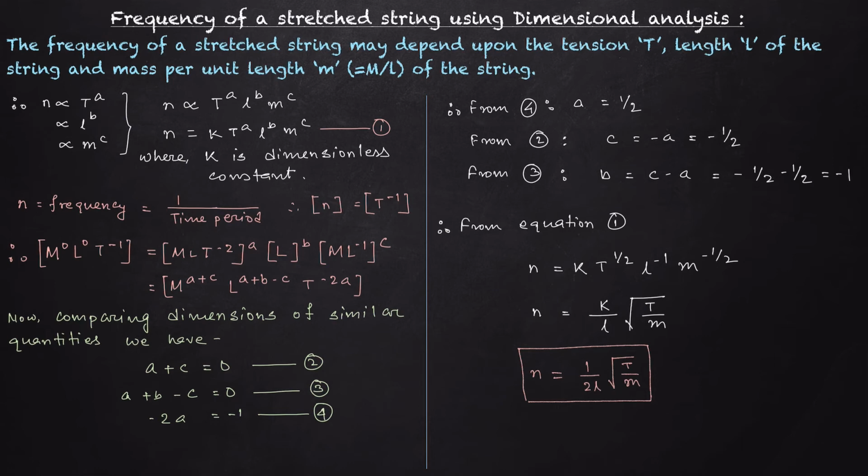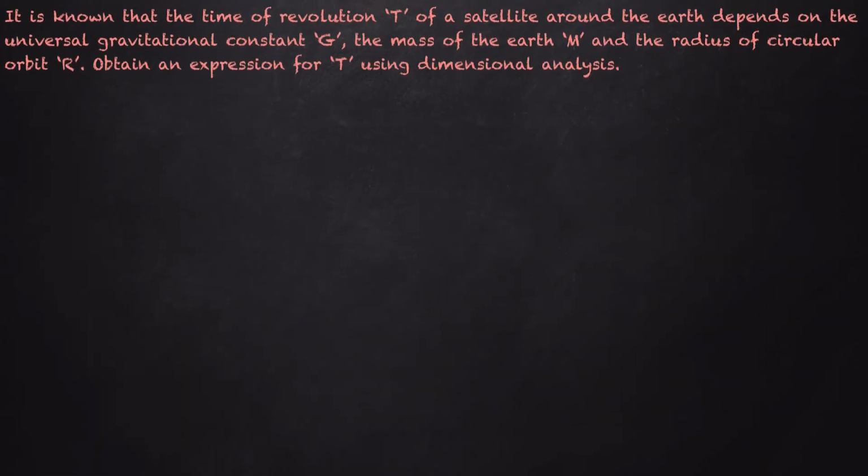Okay, so let's solve another example. It is known that, this is a question, it is known that the time of revolution T of a satellite around the earth depends on the universal gravitational constant capital G, the mass of the earth capital M, and the radius of the circular orbit r. Obtain an expression for capital T using dimensional analysis. So let the time period capital T depend on some power of G, M, and r, the radius of the circular orbit, up to some power, say a, b, c. So G to the power a, M to the power b, and r to the power c. So we need to find this a, b, c.